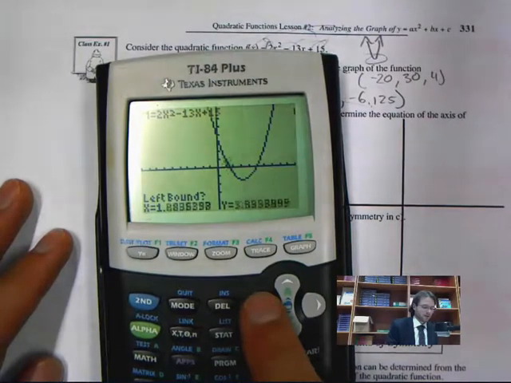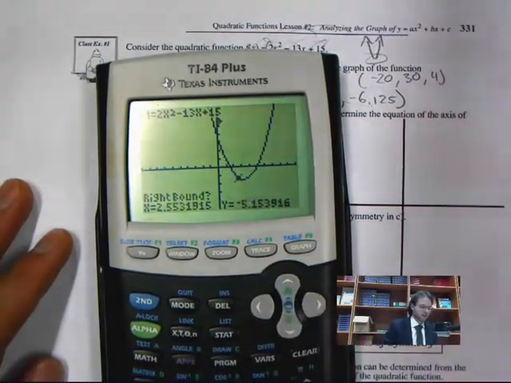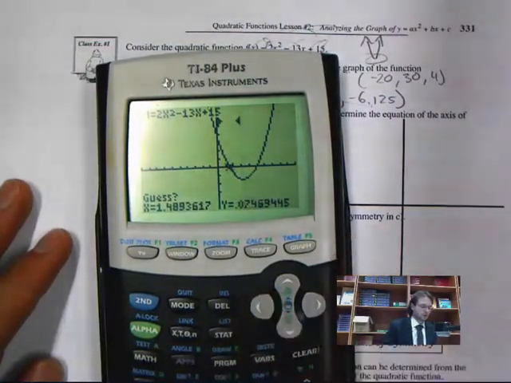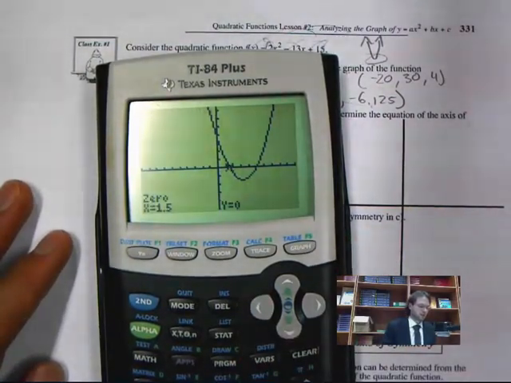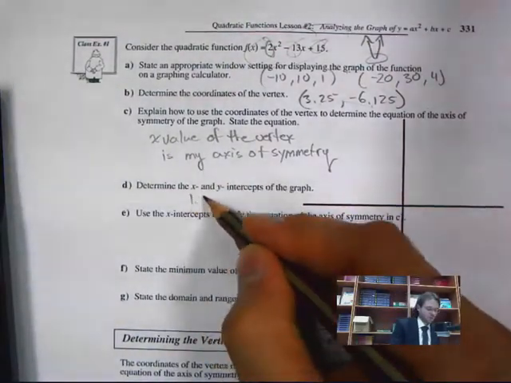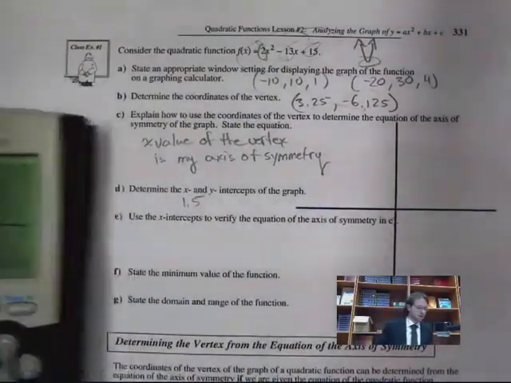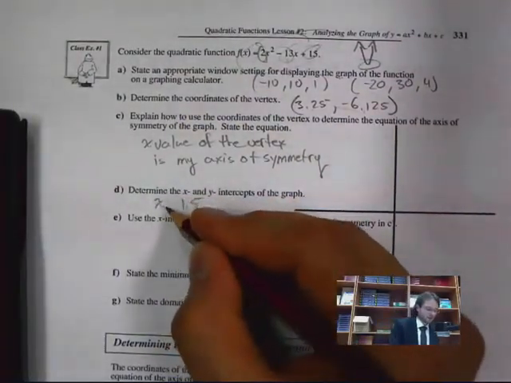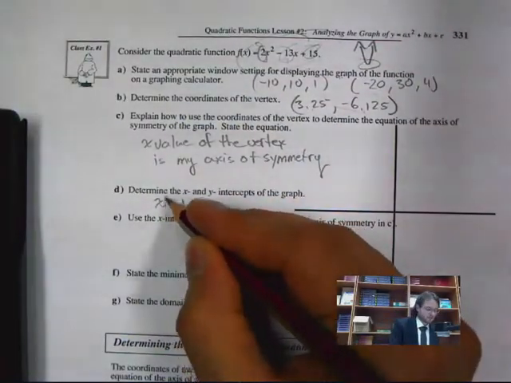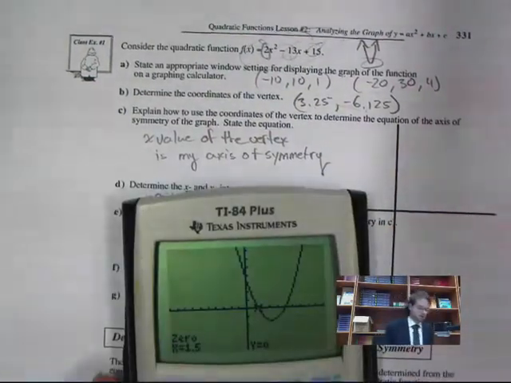So we want to go left first. There's left, then right of the intersect, and then my guess is around there. I get 1.5. Okay? That is my x-intercept. Or 1.5. And what's the other one?